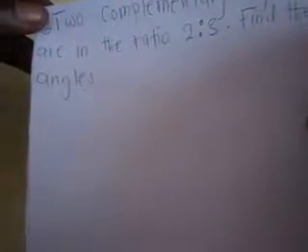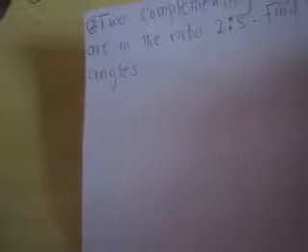Now, we are moving on to the second question. We have been given two complementary angles in a given ratio, which is 2:3, as you can all see, and we are asked to find the angles. The question says two complementary angles are in the ratio 2:3. Find the angles. So here we need some basic knowledge of ratio and proportion, and this is core mathematics.